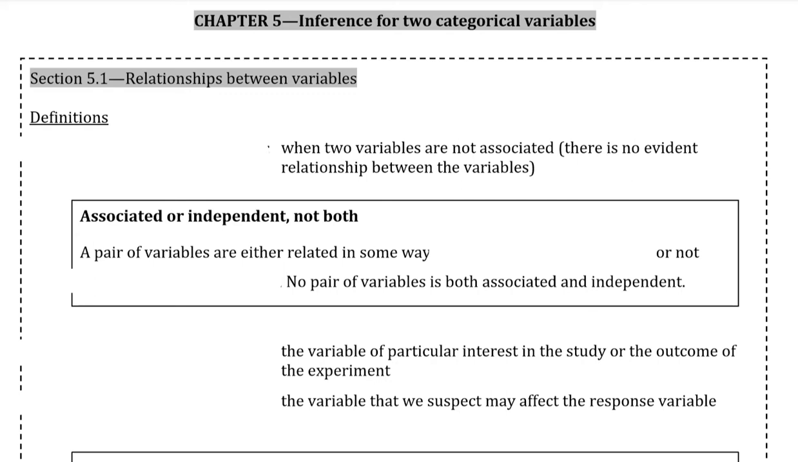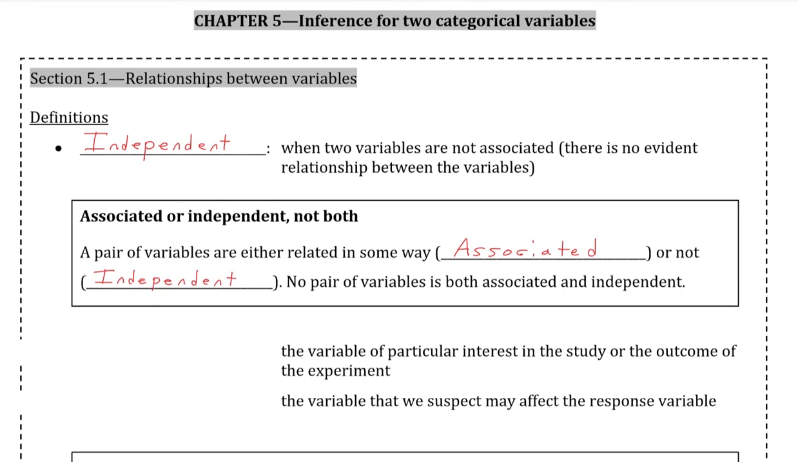We call variables independent when they are not associated, which means that there is no evident relationship between the variables. These two options are mutually exclusive from one another. Variables are either related in some way, which means associated, or not, which means they are independent. No pair of variables is both associated and independent. The trick will be how we determine that variables are related or not, though we will really tackle the methods therein in later lessons.